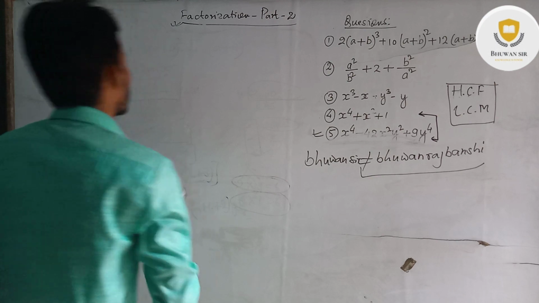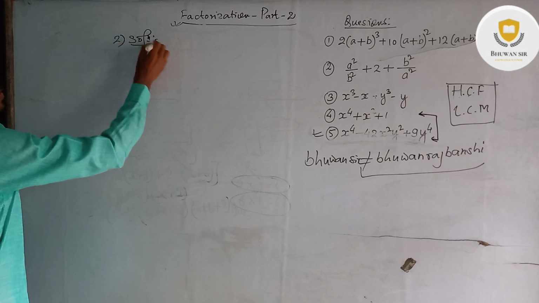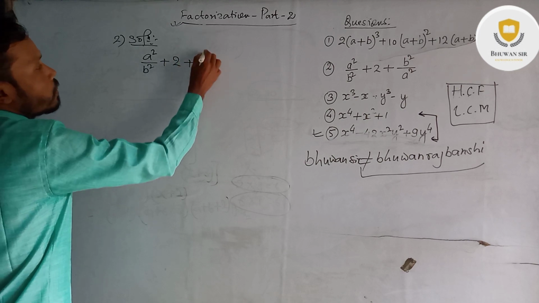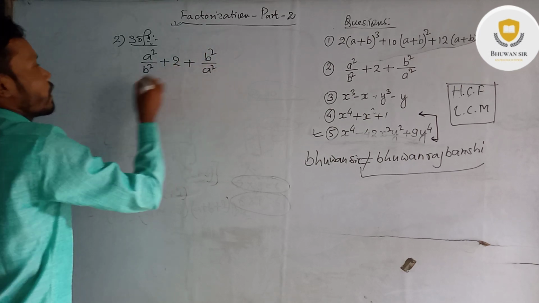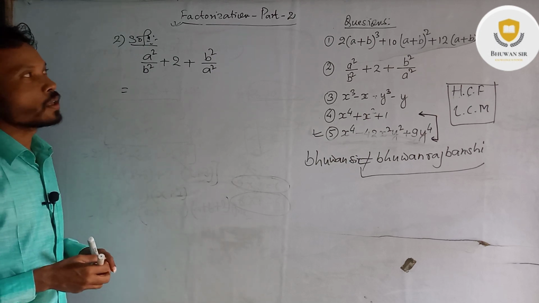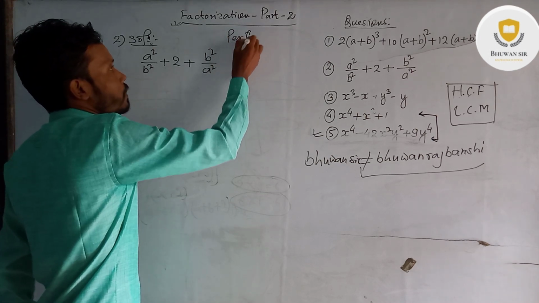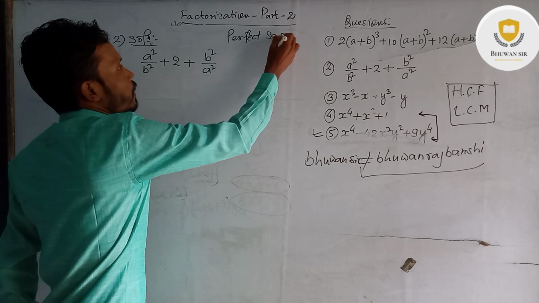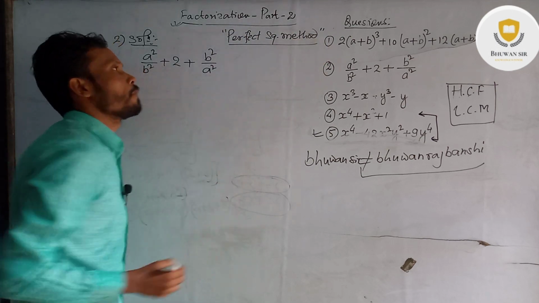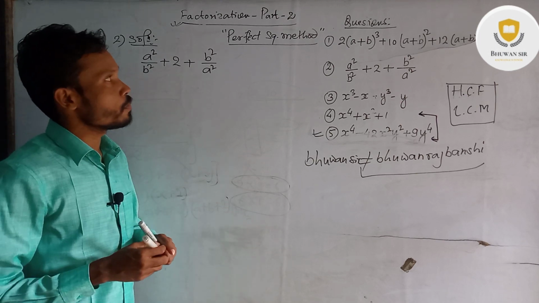Okay, let's do question number 2 here. a square by b square plus 2 plus b square by a square. Now see here, I am going to teach you how to do the perfect square method. Remember my friends, perfect square method is one of the most important methods in factorization. We must know it.